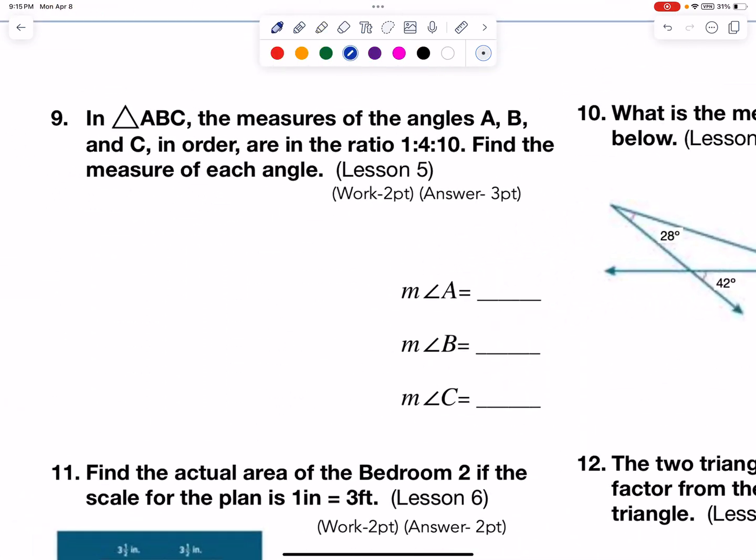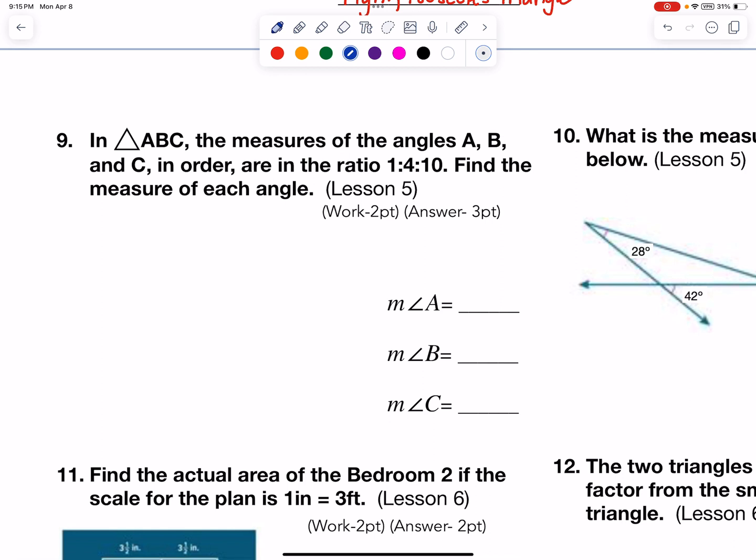Okay, all right. In triangle ABC, the measures of the angles A, B, and C in order are in this ratio. Find the measure of each angle. So remember, a 1 is just going to be x, and so we know the angles of x and 4x and 10x, that's the ratio, all have to add up to how many degrees? Well, we know they have to add up to 180 degrees. And so there's our equation to solve for everything.